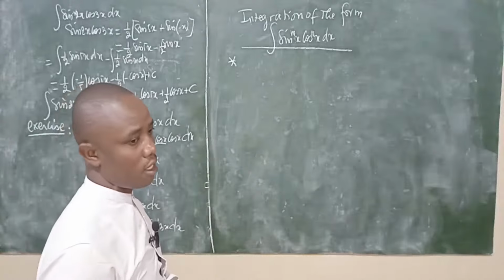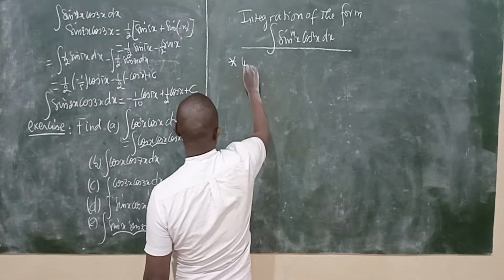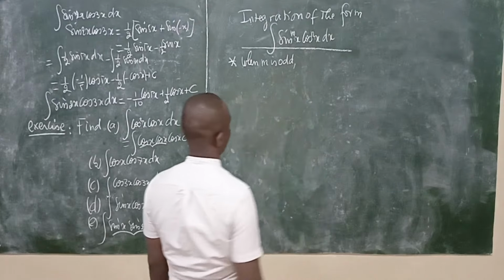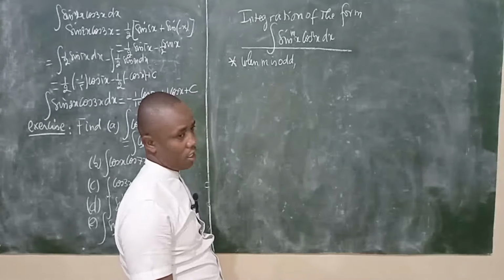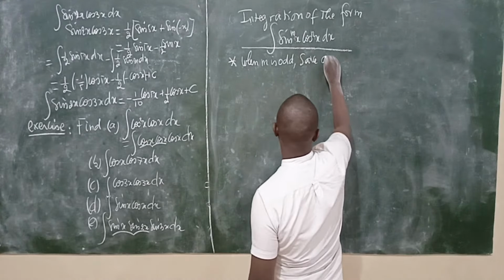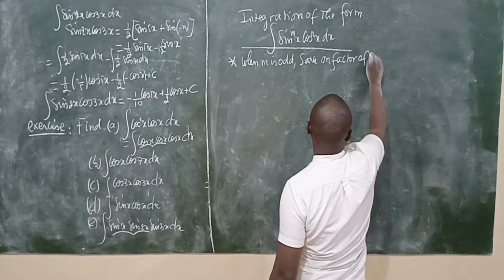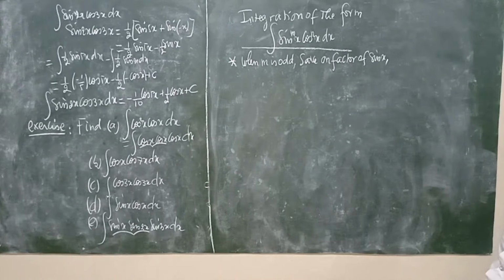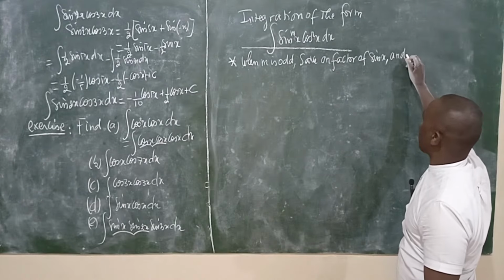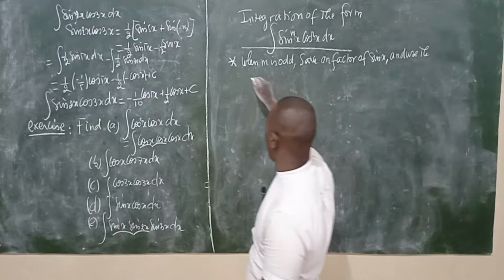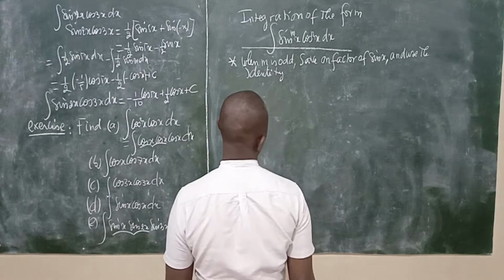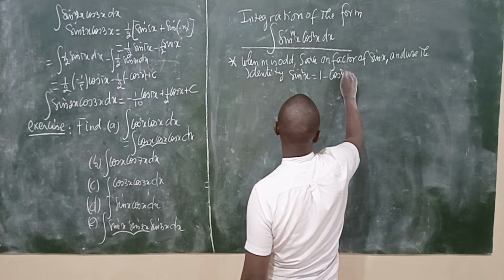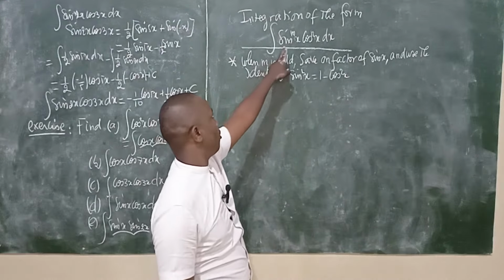When m is an odd number, when m is odd, please save one factor of sine x, and then use the identity sine squared x, which is 1 minus cosine squared x. This is when the power of sine is odd.